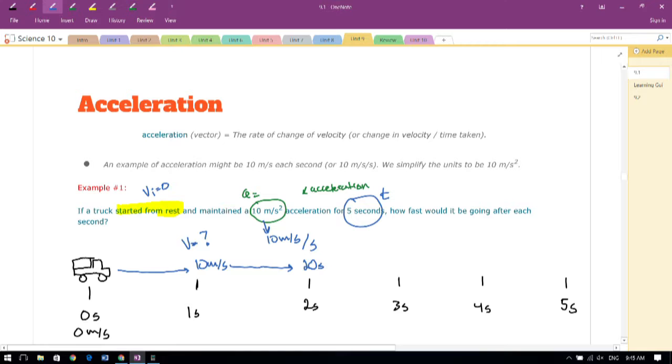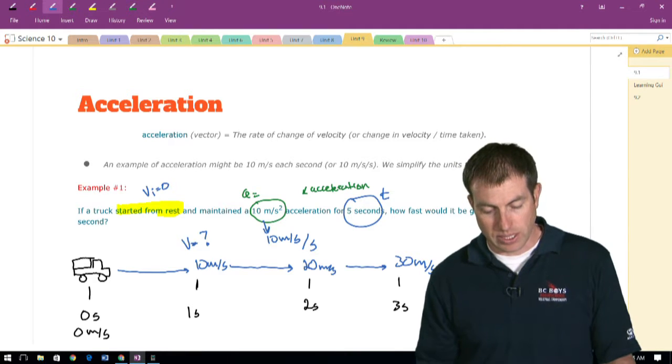So after 2 seconds, you'd be going 20 meters per second. After 3 seconds, you would be going 30 meters per second. After 4 seconds, you'd be going 40 meters per second. And after 5 seconds, you'd be going 50 meters per second. So each second, you're increasing your velocity by 10 meters per second. We could use a formula to calculate the velocity at each interval.